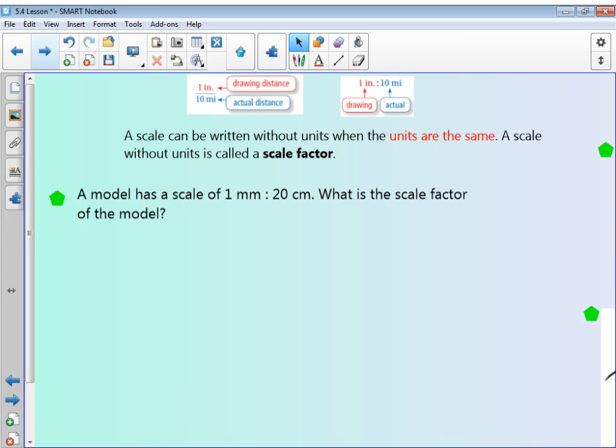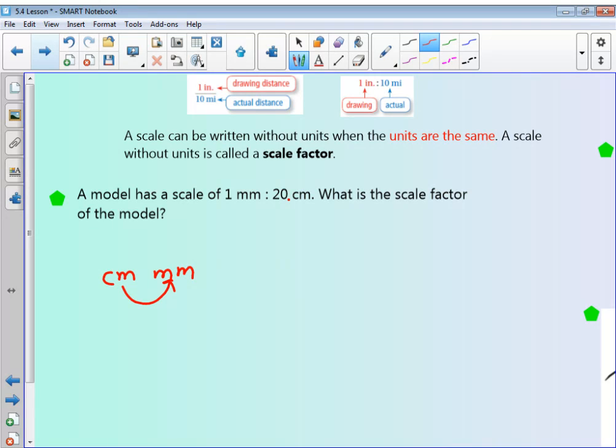So here we have a model has a scale of 1 millimeter to 20 centimeters. What is the scale factor of the model? Okay, so once again, we go millimeters to centimeters or centimeters to millimeters. It's not going to matter. So let's convert our centimeters to millimeters. So centimeters, millimeters. And my King Henry doesn't usually drink chocolate milk. I'm going to go one spot to the right.